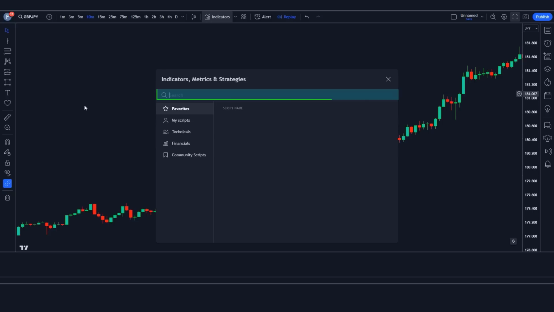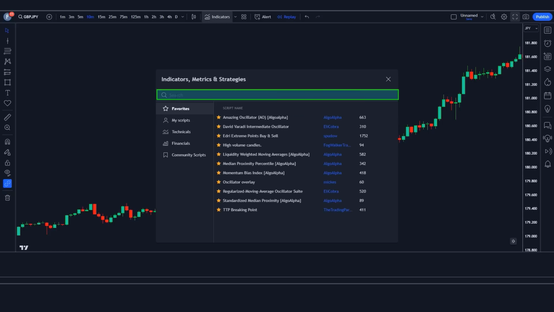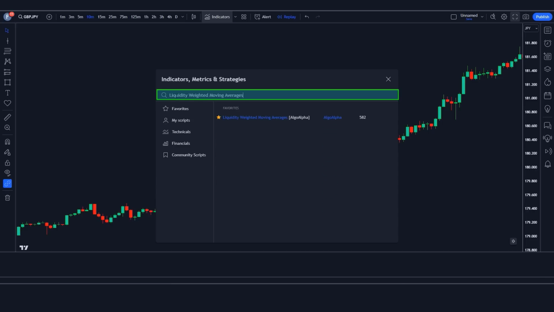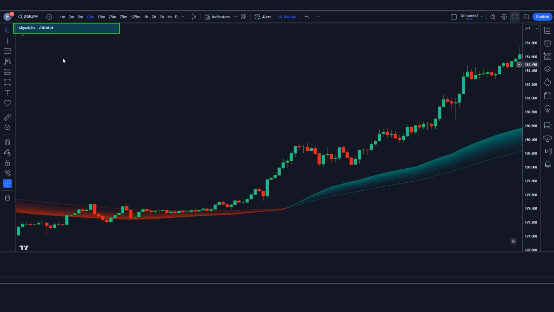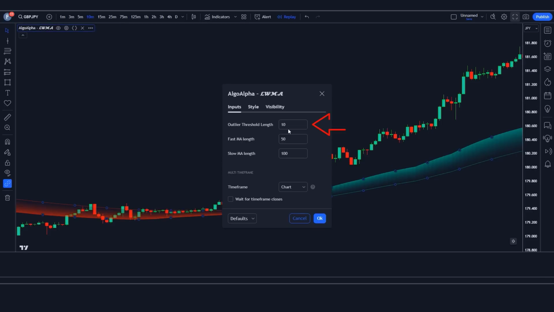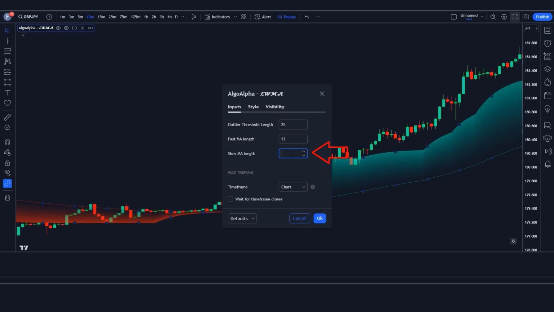First of all, we will search the liquidity weighted moving averages indicator in the search box of TradingView. After that, we have to click on the liquidity weighted moving averages by Algo Alpha option, in which we have to change some settings. We have to change this outlier length option from 10 to 25. We have to change this fast MA length option from 50 to 13. We have to change this slow MA length option from 100 to 50.